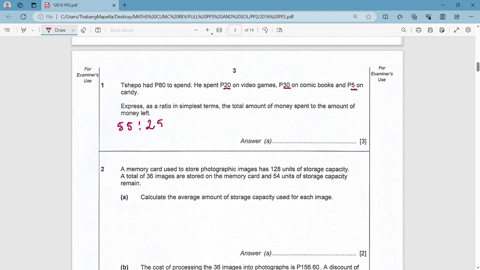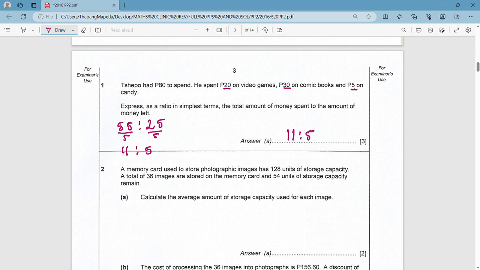So it's 55 is to 25. Then we have to simplify the ratio. Remember, it says a ratio in its simplest form. So you can divide each of them by 5, and you have 11 is to 5. Just make sure that you bring first the one they say you should bring first. So that is it, then you get the 3 marks.